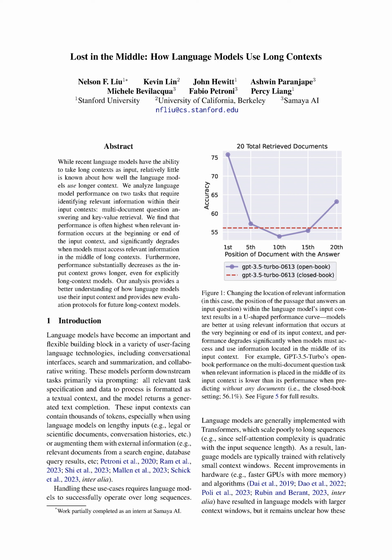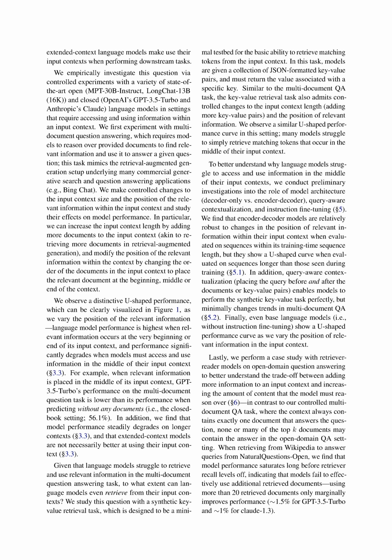Recent advancements in hardware, like faster GPUs with more memory, and algorithms have led to the creation of language models capable of handling larger context windows. Yet, it's still unclear how these extended context language models utilize their input contexts to perform downstream tasks. We decided to empirically investigate this question by conducting controlled experiments with a variety of state-of-the-art open and closed language models in environments that require accessing and using information within an input context.